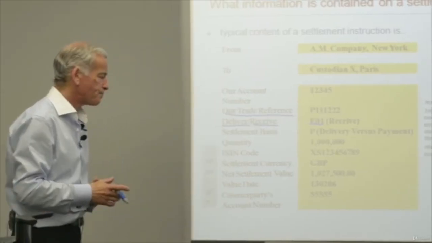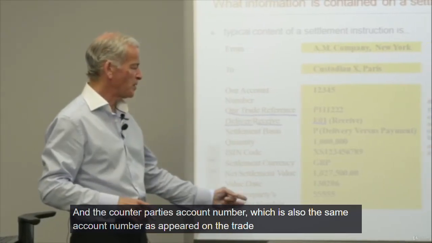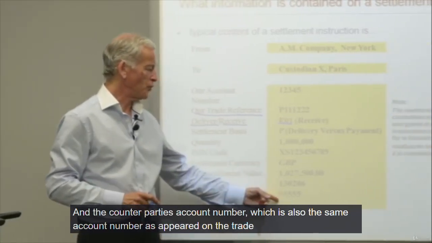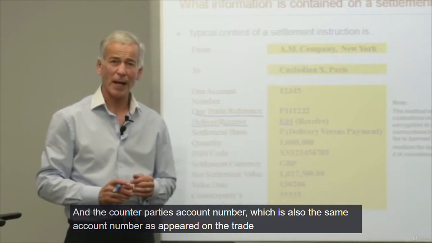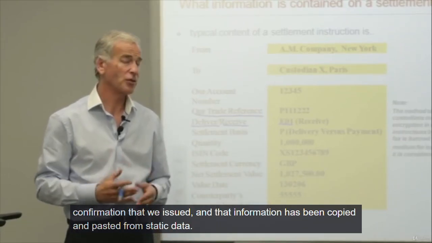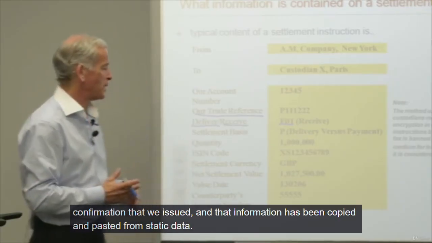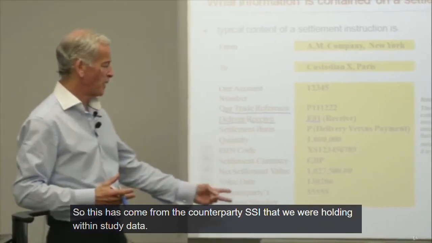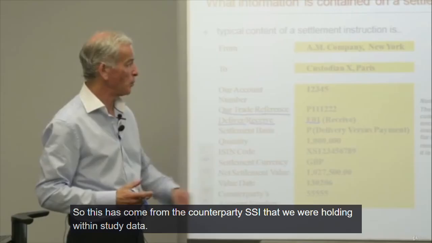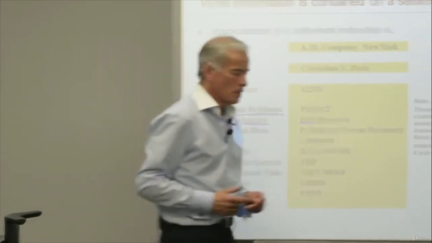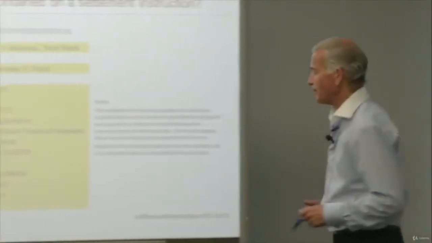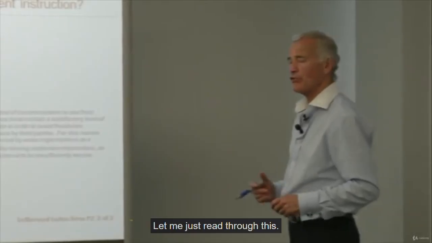And the counterparty's account number, which is also the same account number as appeared on the trade confirmation that we issued, and that information has been copied and pasted from static data. So this has come from the counterparty SSI that we were holding within static data. A couple of things to point out. Let me just read through this.